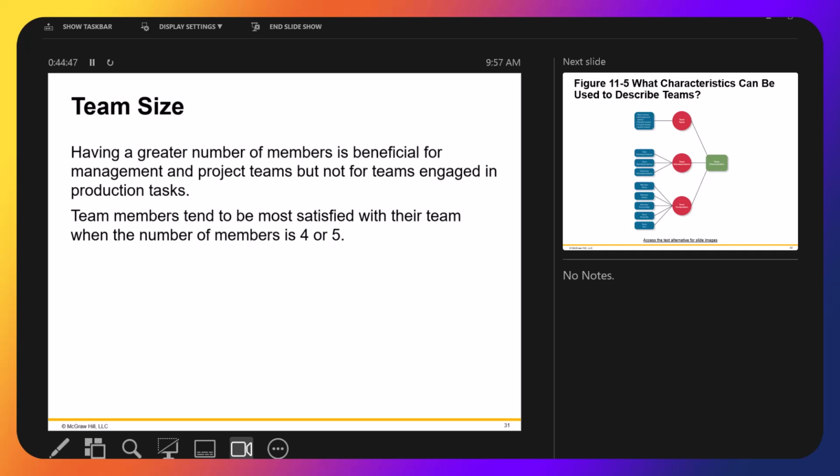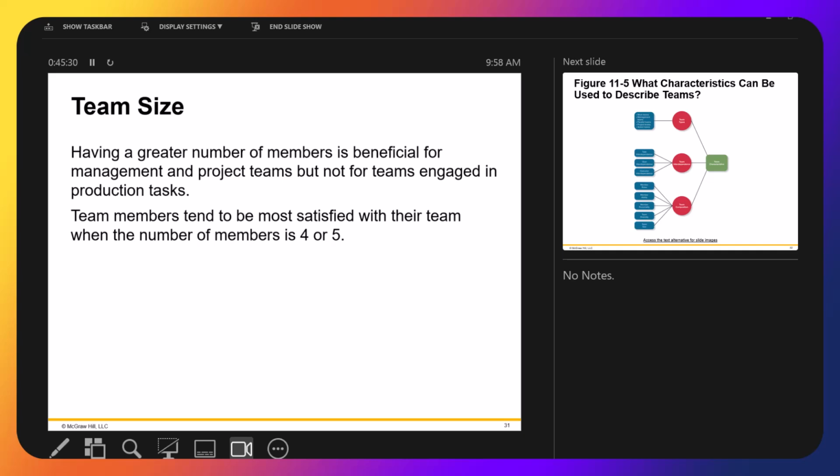Team size. Having a greater number of members is beneficial for management and project teams, but not for teams engaged in production tasks. Team members tend to be most satisfied with their team when the number of members is 4 or 5. So when you're looking at team size, this is all relevant. If you got a big number, for instance, if you're trying to bring a management team together and you got a bunch of people to bring together to do thought and give ideas and come up with policy stuff, that's great. When it comes to execution and getting things done, you can't have big teams.